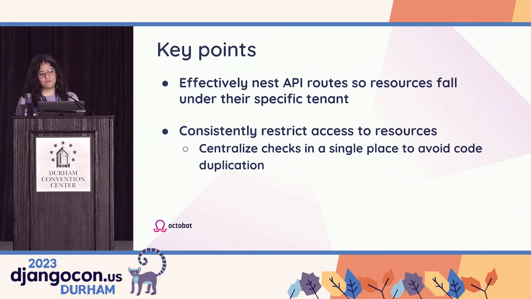So yeah, basically the 2 key points of this implementation will be to effectively nest your API routes so that the resources fall under the specific tenant, and then to consistently restrict access to resources. And because we're programmers and we want clean code, we wanted to centralize all the checks in a single place so that we avoid code duplication, and we don't have to check, oh, does the user access this company? Is that permitted every place in our application?